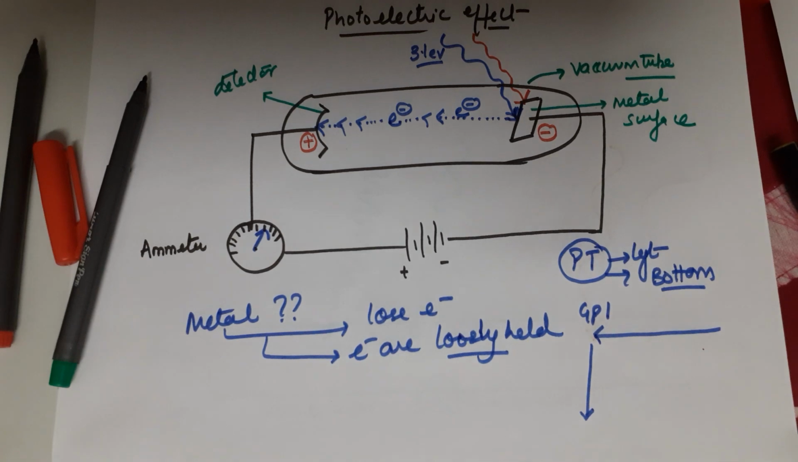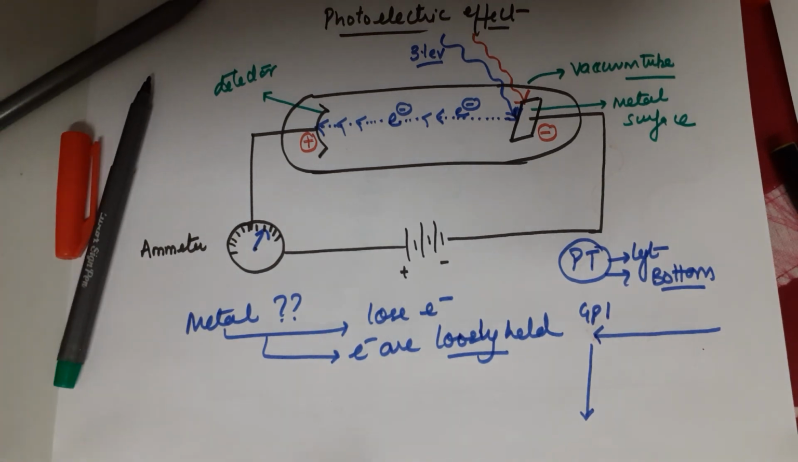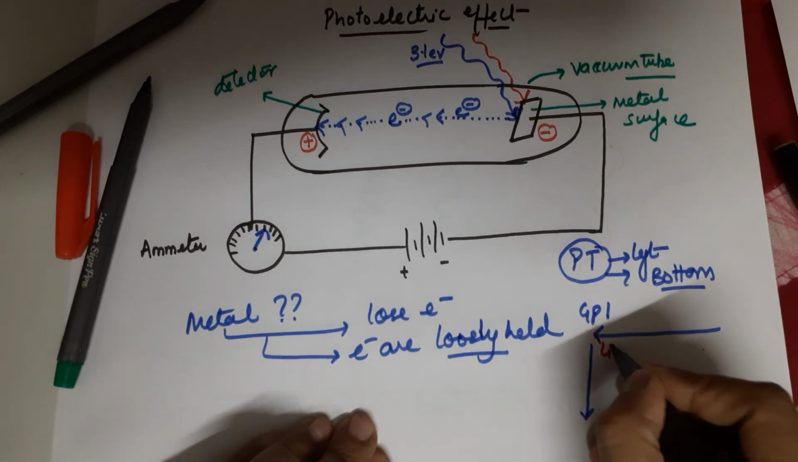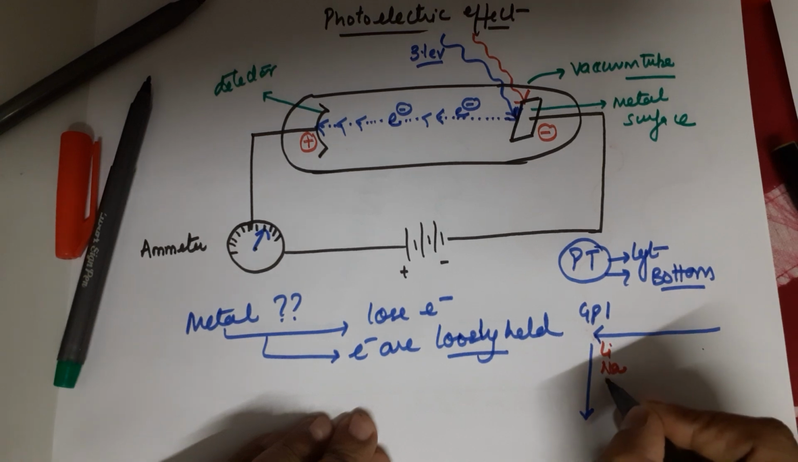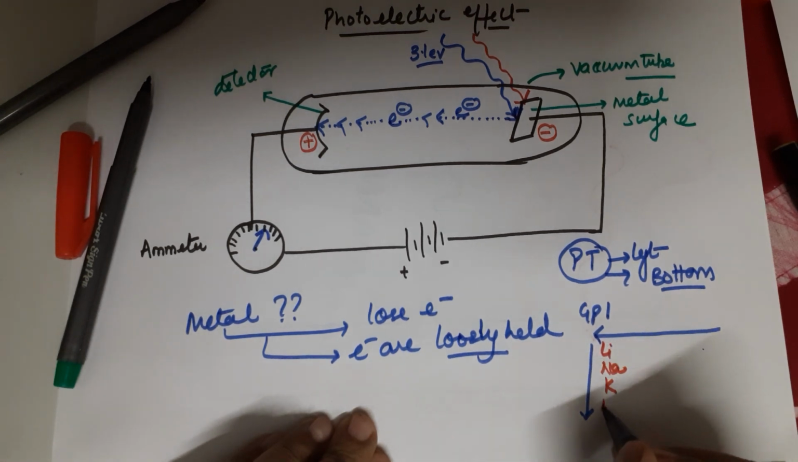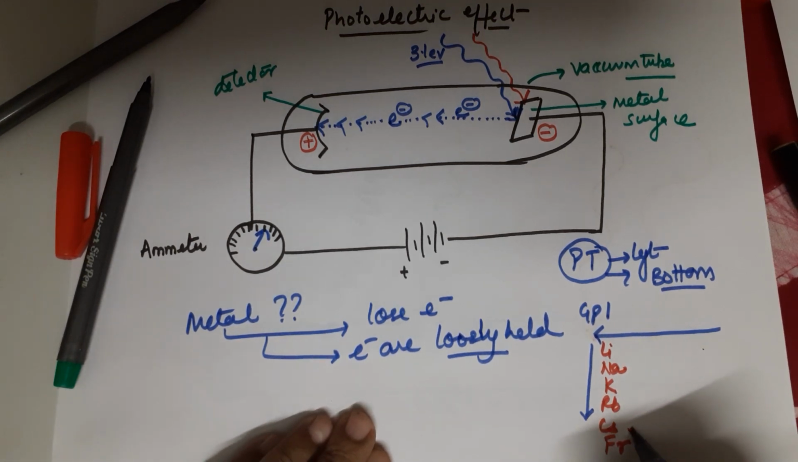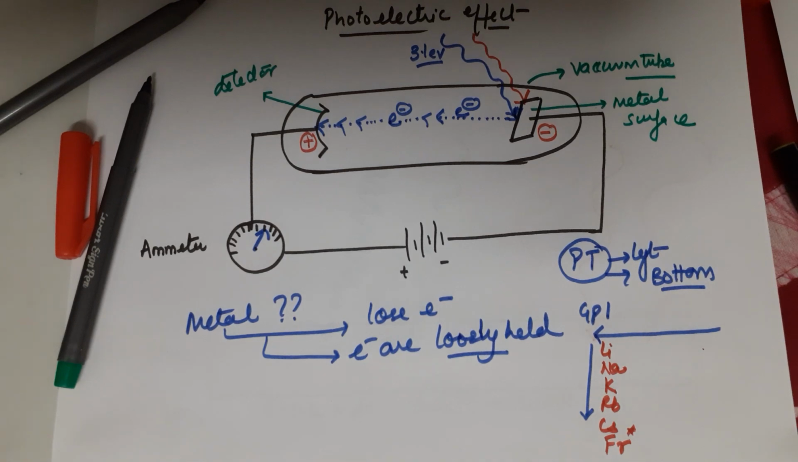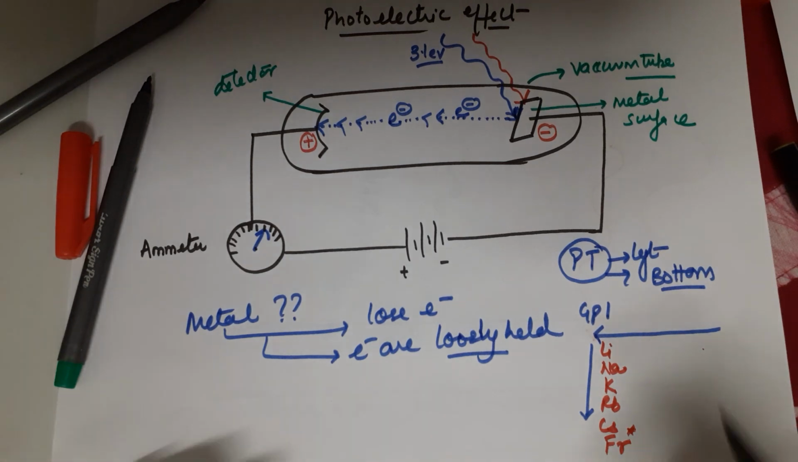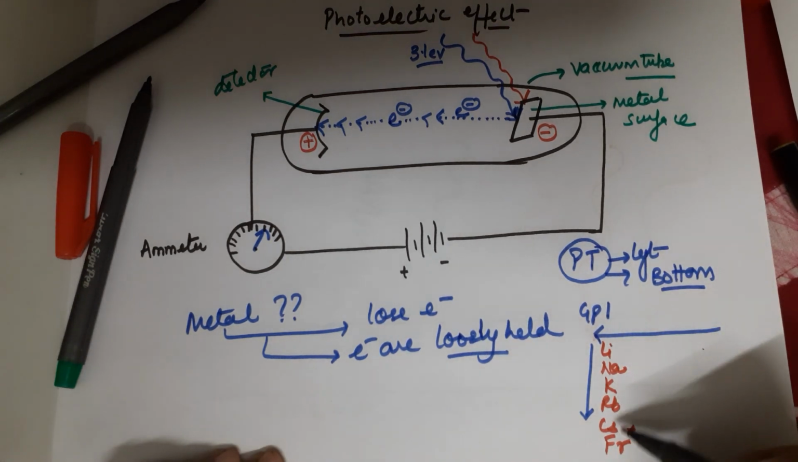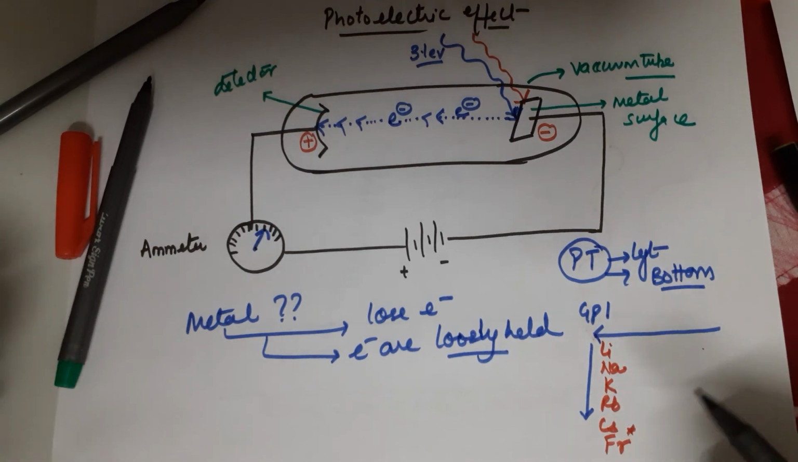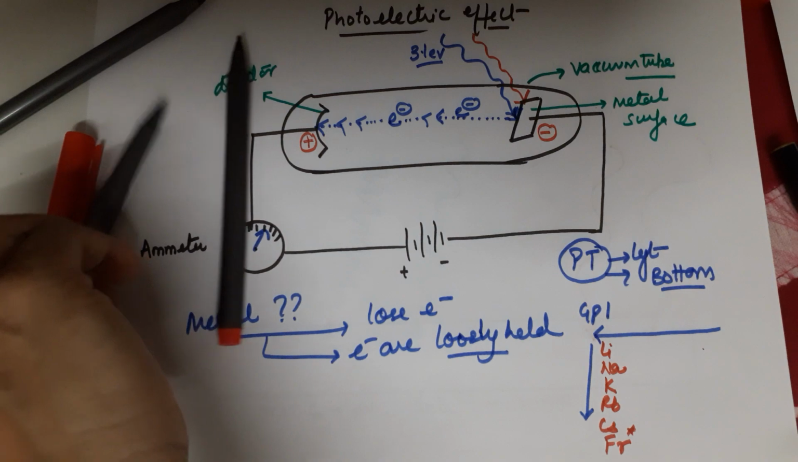So when we talk about group 1 members, which are the group 1 members? You have lithium, sodium, potassium, rubidium and cesium. We will not be talking about francium because francium is radioactive, which is unstable, so we will not talk about it. Talking about lithium, sodium, potassium, rubidium, cesium, these are reactive metals. They have got electrons loosely held.